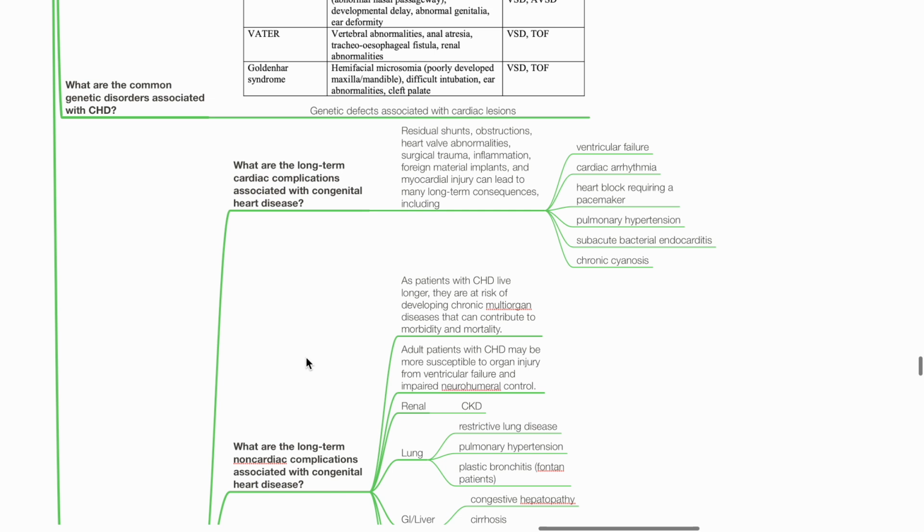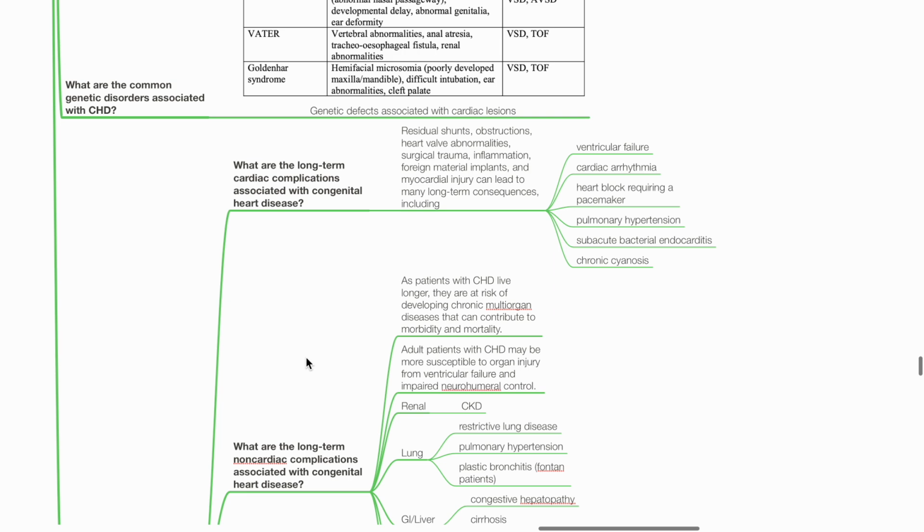What are the long-term cardiac complications associated with CHD? Residual shunts, obstructions, heart valve abnormalities, surgical trauma, inflammation, foreign material implants, and myocardial injury can lead to many long-term consequences including ventricular failure, cardiac arrhythmia, heart block requiring pacemaker, pulmonary hypertension, subacute bacterial endocarditis, and chronic cyanosis.